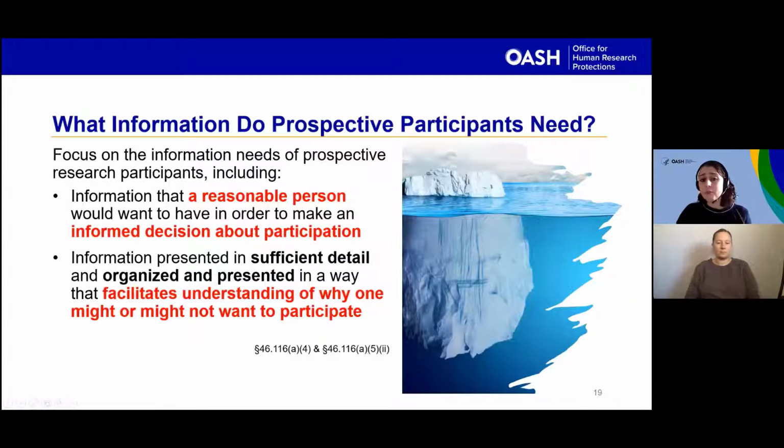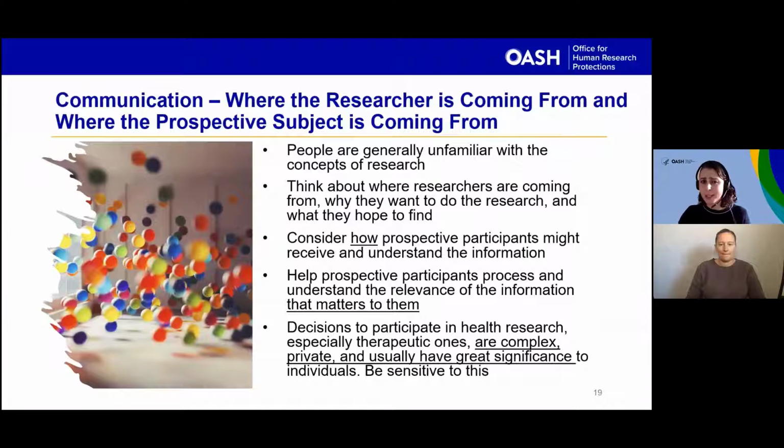So, how do we facilitate informed decision-making? Well, the regulations require that we focus on information that a reasonable person would want to have in order to make an informed decision about participation. And that information that you're providing a reasonable person should be presented in sufficient detail and organized and presented in a way that facilitates understanding of why one might or might not want to participate in a research study. So this is all really easy, right? Well, no, it's actually quite complicated.